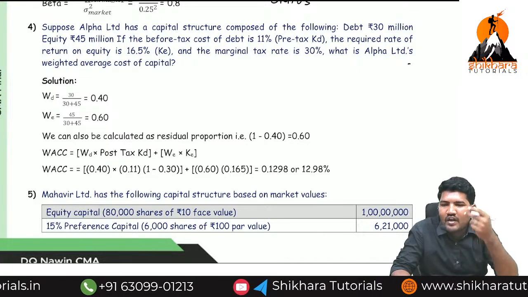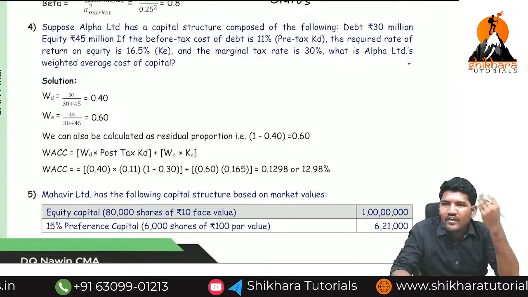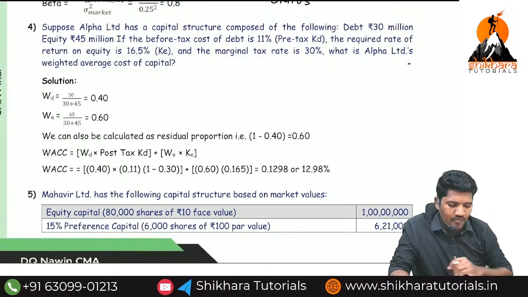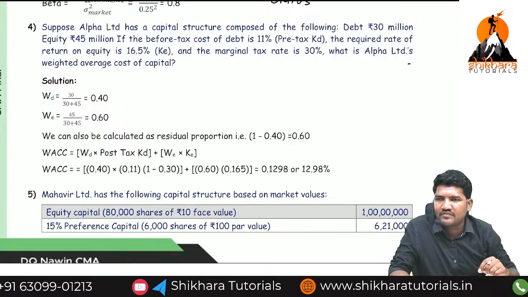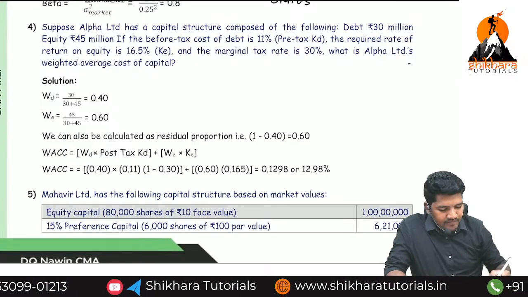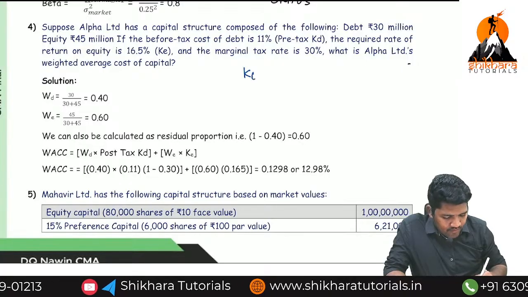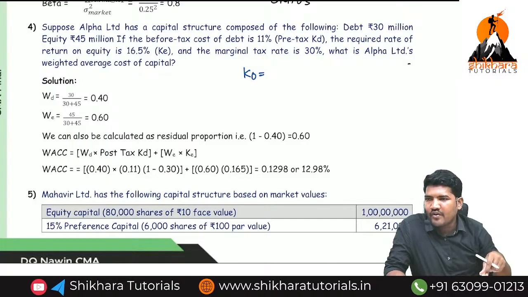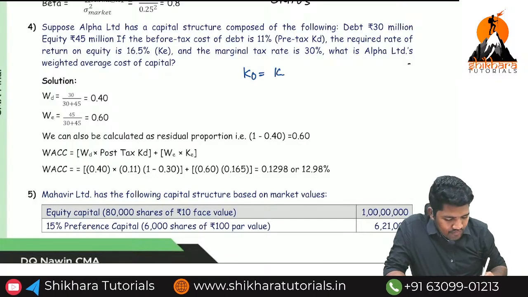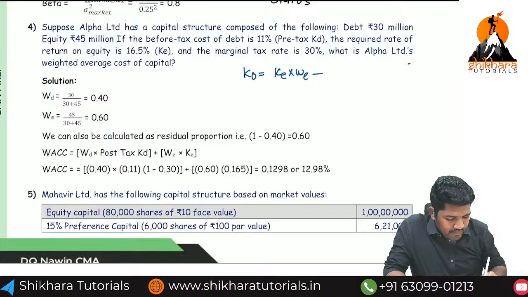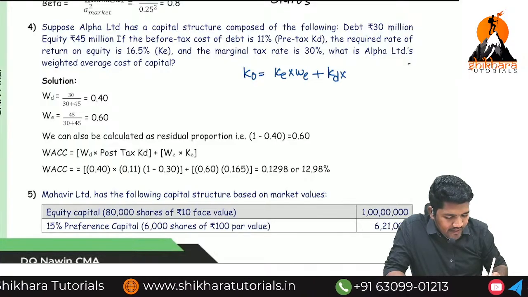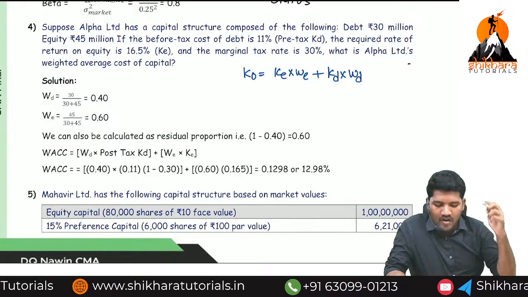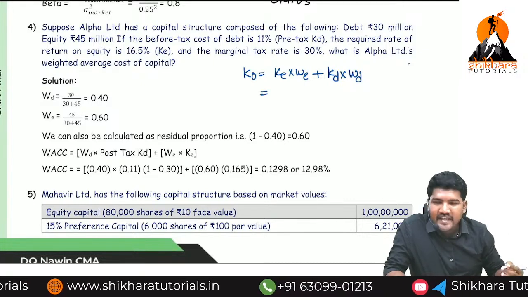Now, which kinds of capital do we have? Equity, debt. Are you clear? In simple terms, the basic problem. Now see, KO. Generally we have a big formula, but based on the information given, we will conclude. Cost of equity into weight of equity plus cost of debt into weight of debt. That is a sufficient formula for this problem.